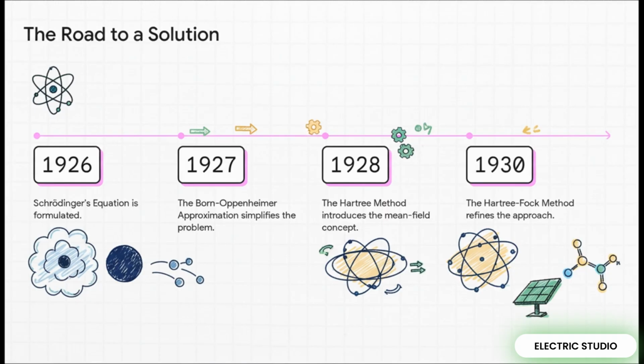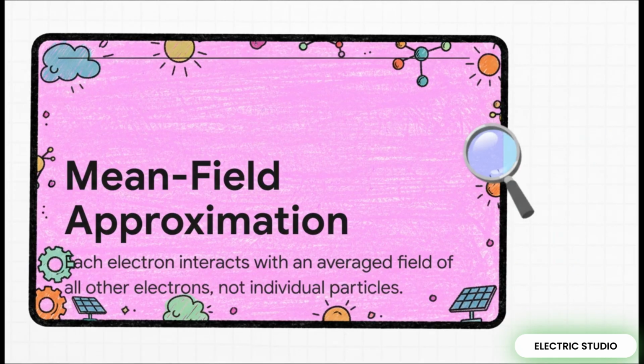First, you had the Born-Oppenheimer approximation, which basically said, hey, the nuclei are super heavy and slow, let's just pretend they're standing still. That was a huge help. Then you had guys like Hartree, and later Hartree and Fock, who started to tackle the real beast, how all those zippy little electrons are interacting with each other. So the big idea behind these first attempts was something called the mean field approximation. And it's a pretty smart idea, actually.